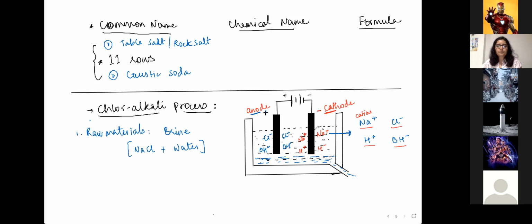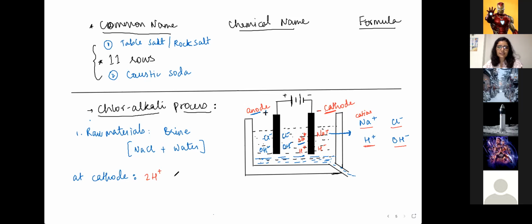Okay. So let's take each electrode one by one. At the cathode, you have Na+ and H+. These two ions are there. Between Na+ and H+, which is more reactive? Na+, sodium, is more reactive. Correct. So Na+ being more reactive means it will want to stay as Na+ for as much time as possible. It doesn't want to turn into its elemental state. So that is why H+ is the one that gains electrons from the cathode.